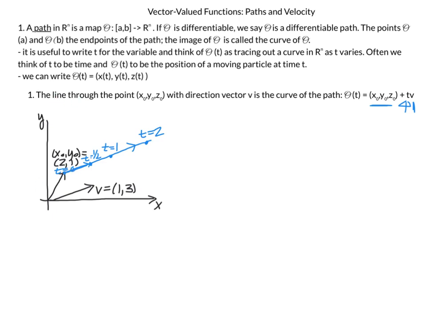But this is, again, how we would parameterize the curve of a line containing the point (x naught, y naught, z naught) in the direction of v. And t is our parameter that starts to draw the line out over time.